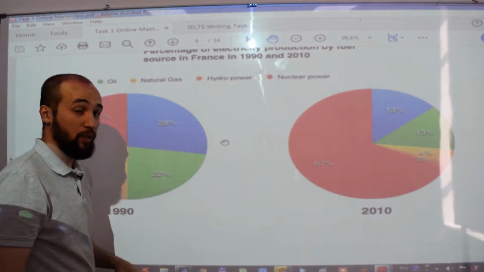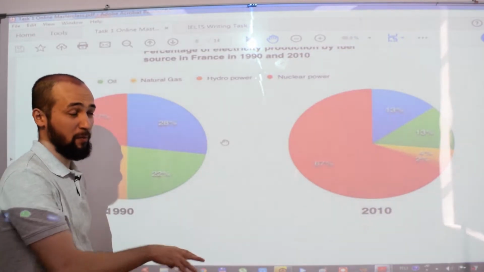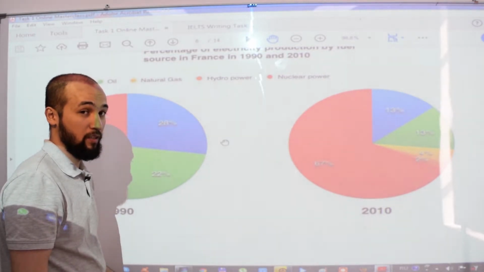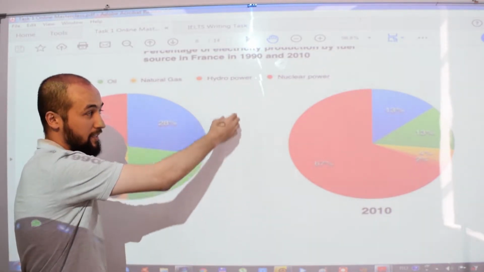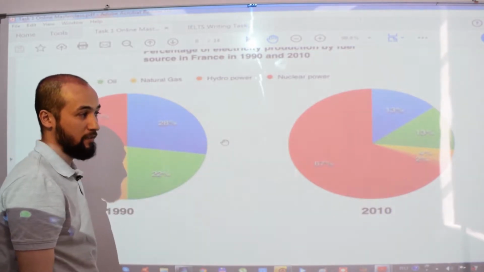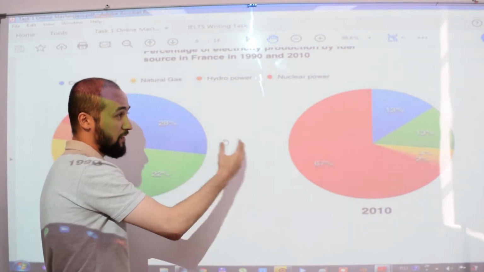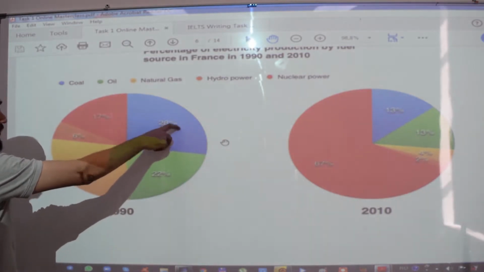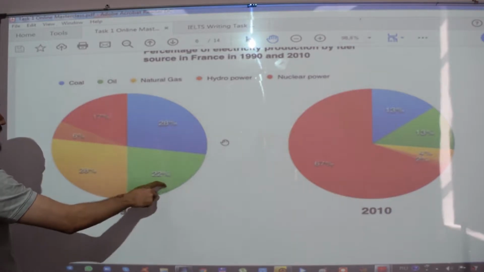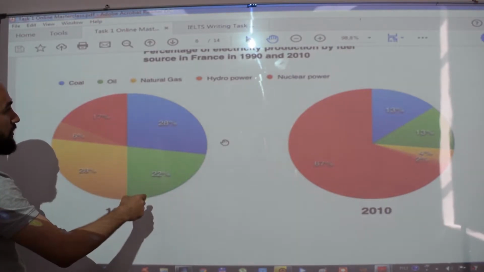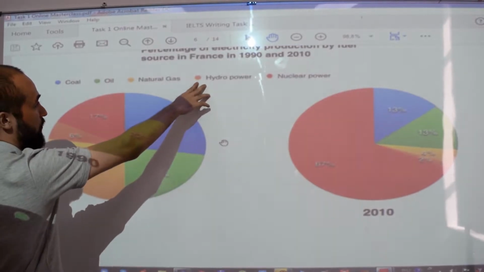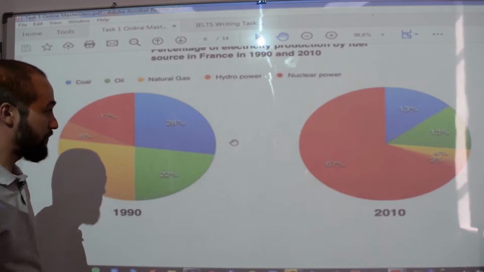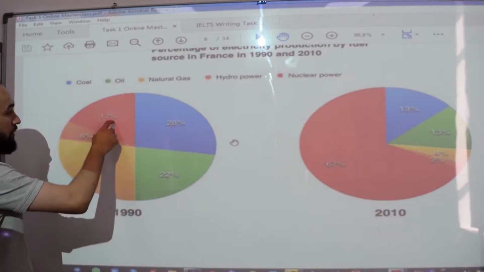We can't write what happened in 2002. You can't add any information from your knowledge because it's not given. It's not visible. Don't add anything besides the data given here. All right. That's coal. Blue is coal. Oil. Natural gas, where is natural gas? Here. And hydropower, that's water. Nuclear.